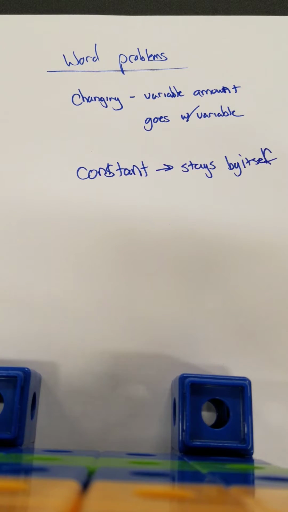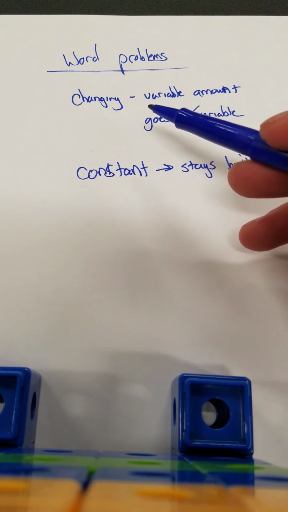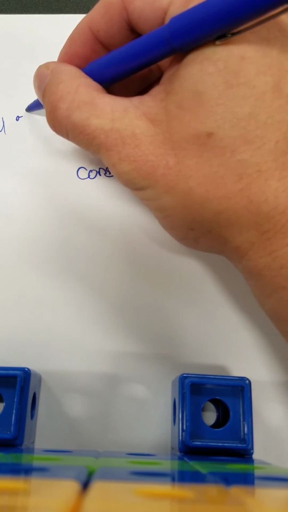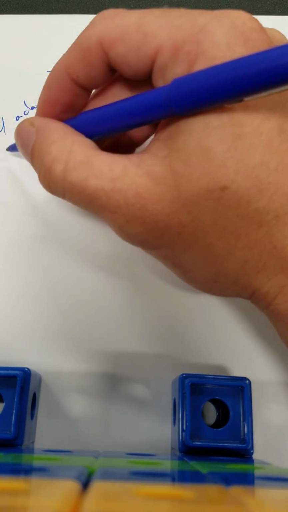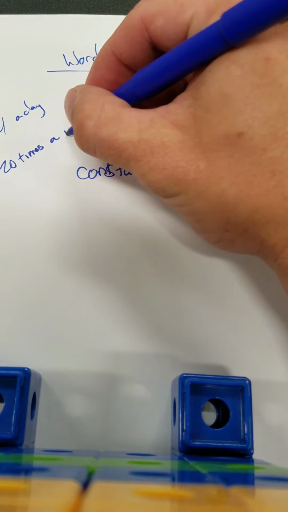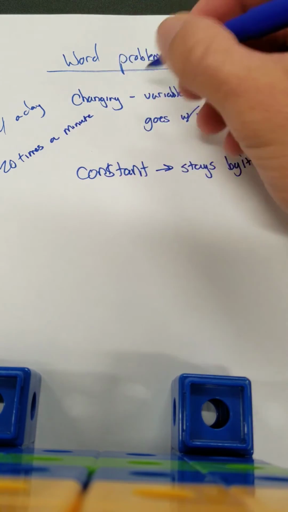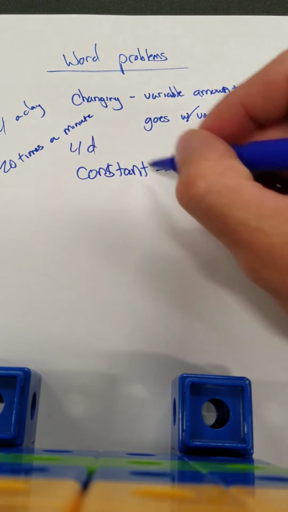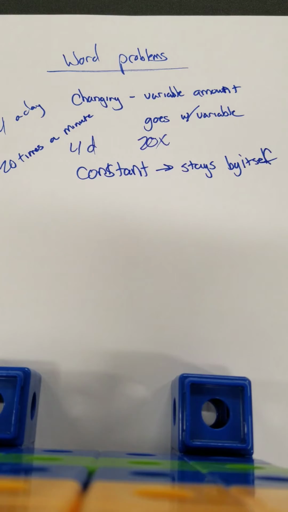So if it's a changing amount, let's say we earn $4 a day, or maybe we do something 20 times a minute, that means it's a rate of change. Something's changing. So this would be like 4D or 20X or something along those lines.